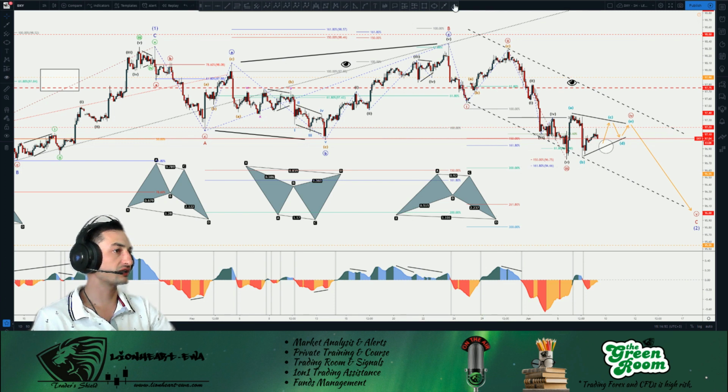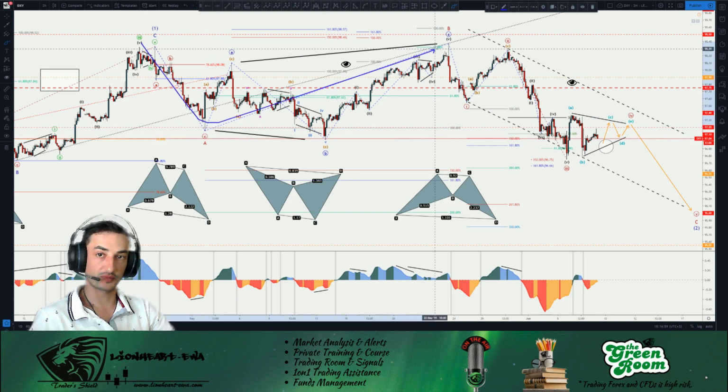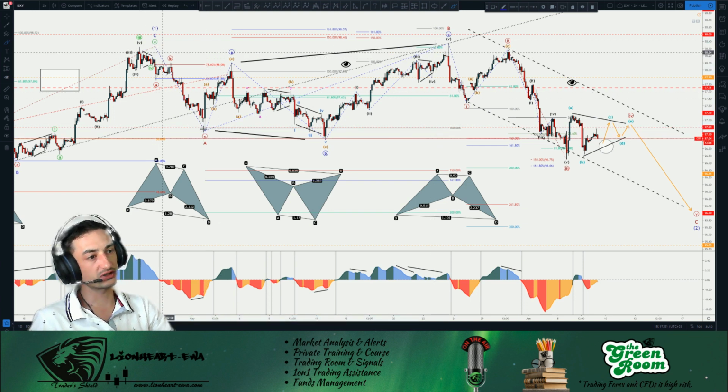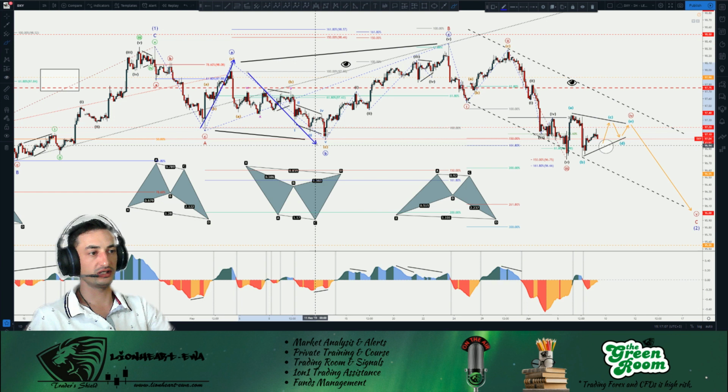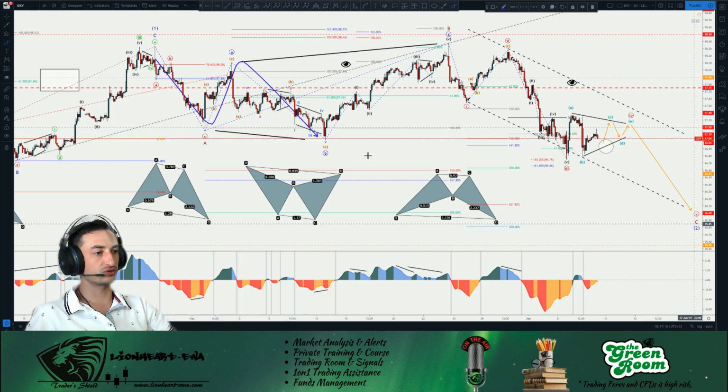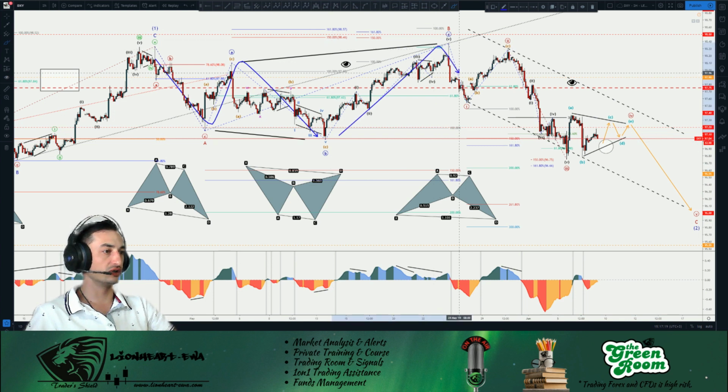Practically what I was previously doing, I've been tracking this structure, and because this went in a three, and then we only had this, I couldn't possibly think that this is the entire correction, and basically this intermediate wave 2 to be placed here, and then we should have gone 1, 2, and then the impulse on the upside.